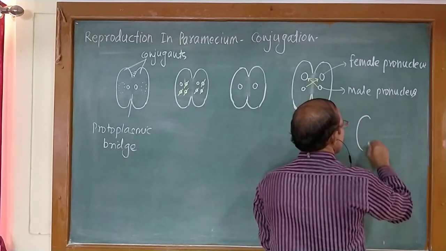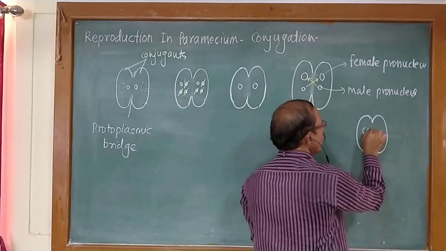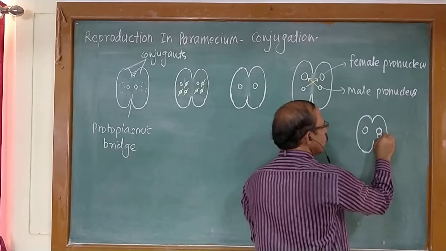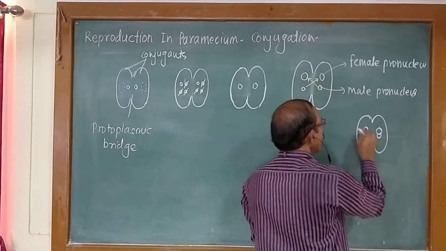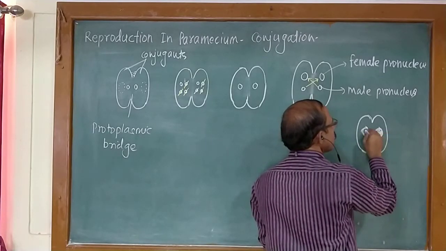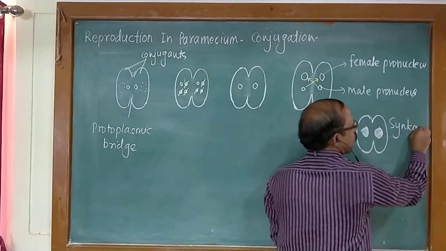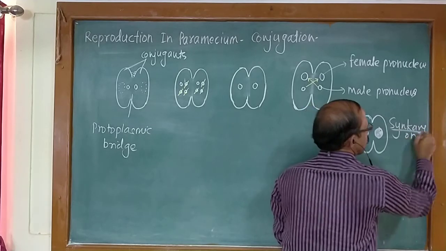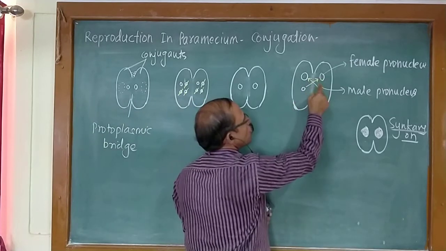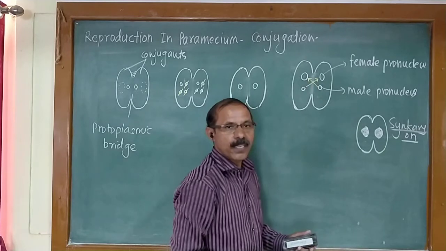See here. This is a female pronucleus, and this migratory pronucleus of this unites with this, and this ex-conjugant's unites with this. Thus, there is a formation of a larger single nucleus. It is called a synkaryon. Means union of these two nuclei by crossing the protoplasmic bridge takes place.